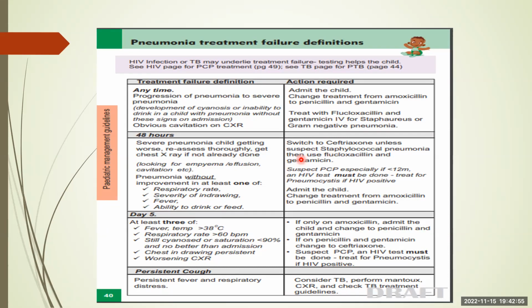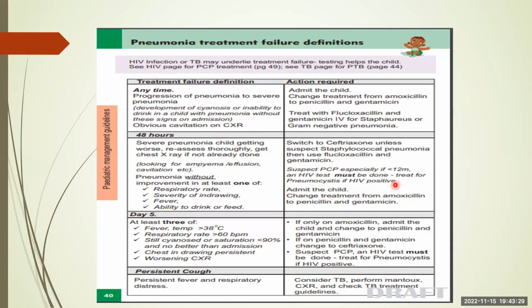And if you want to treat Staph aureus or gram-negative pneumococci pneumonia, you should give flucloxacillin and gentamicin IV. And if the child was presenting with severe pneumonia, but the child still gets worse despite being given the IV penicillin and gentamicin, the symptoms are worsening, then you should switch to second-line treatment, which is ceftriaxone, unless you suspect Staph aureus, then that's when you should give flucloxacillin and gentamicin.